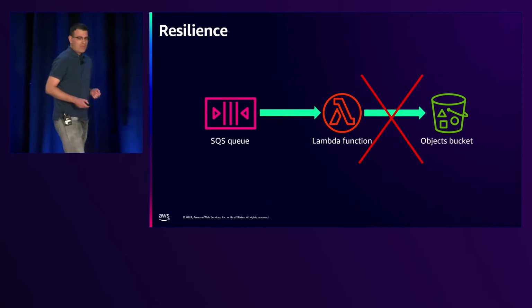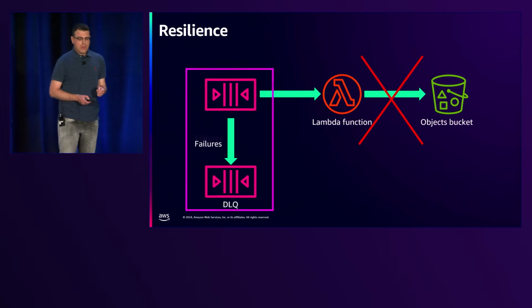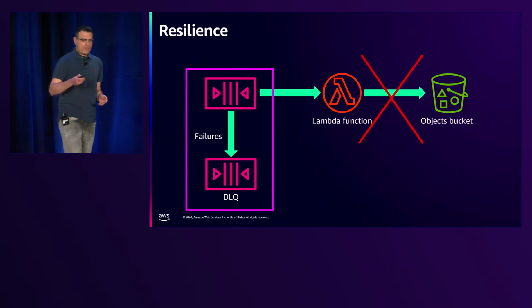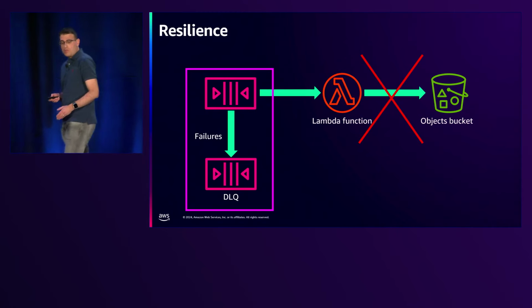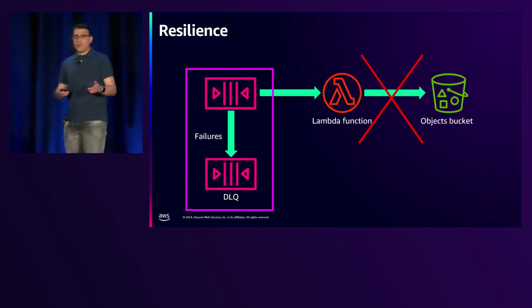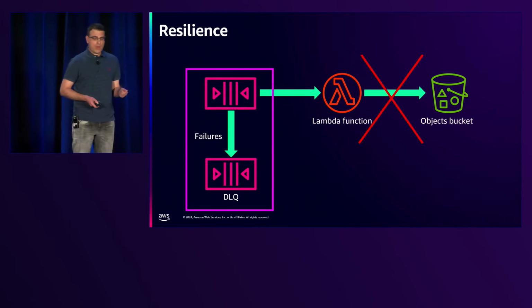We have a problem. But we can fix it. We can add a dead letter queue. In this case, after a pre-configured number of failures, the items will actually move to the dead letter queue where they are not going to be retried, at least for now.